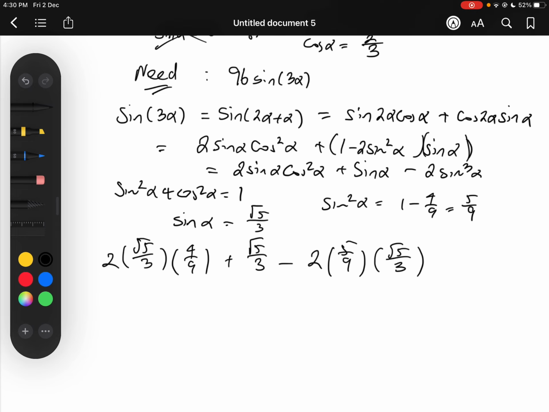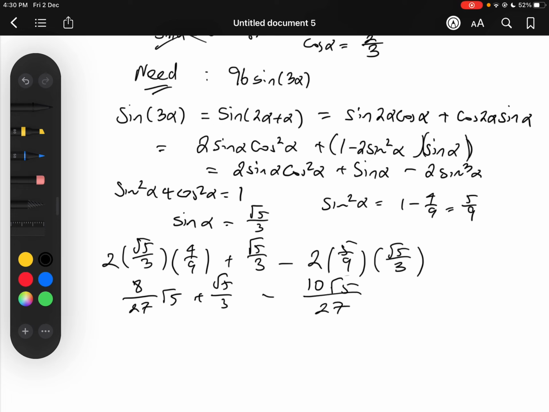So let's simplify a bit here. We have 8 over 27 root 5. Let me just double check that. Yep, 8 over 27 root 5 plus root 5 over 3 minus 2 times 5 root 5 over 27, and that will just be 10 root 5 over 27.